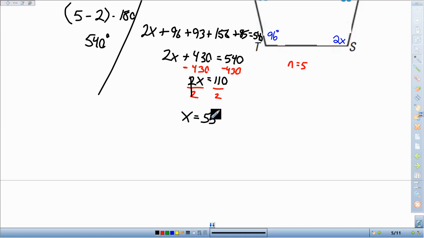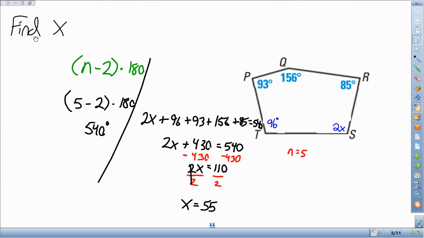And that's what we asked for, x, right? Just always double check, is that the question? Did they ask just to find x? Yeah, because potentially they'd want us to then plug this back in and find the measure of this angle, which, by the way, if we did 2 times 55, we get 110 degrees as this angle, if that was the question.